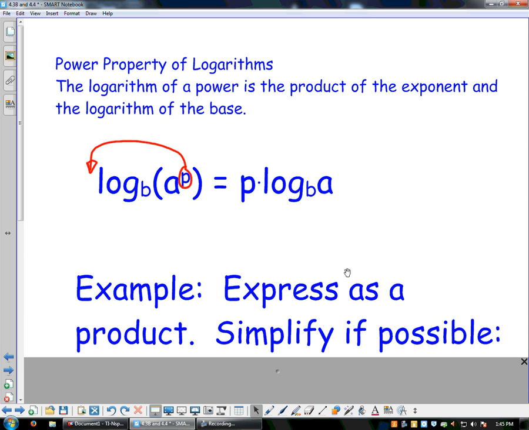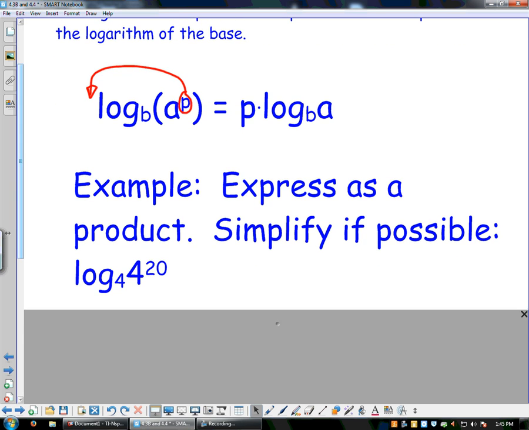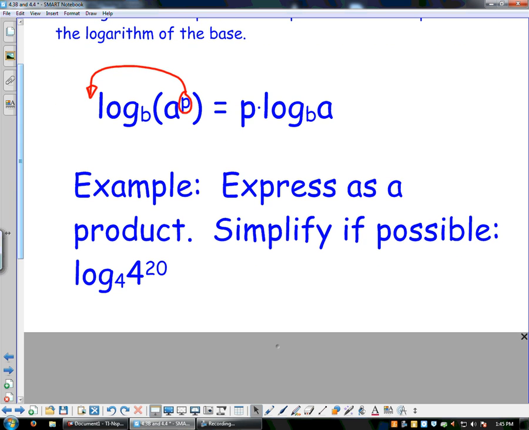So, for example, express as a product, simplify if possible. So we have log to the base 4 of 4 raised to the 20th. Remember, if you have base 4 of something raised to a power, this exponent can come down in front. So this is really going to be equal to 20 times log to the base 4 of 4. So that exponent is gone, it's been brought down in front. So we end up getting 20 times log to the base 4 of 4.